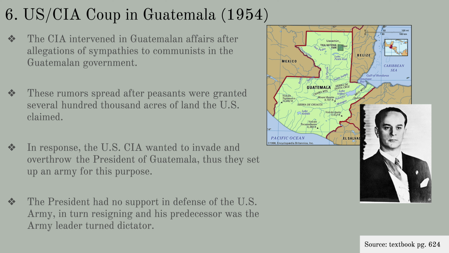The president had no support in defense against the US Army, in turn resigning, and his successor was the army leader turned dictator. So the picture on the top is a map of Guatemala, and the picture on the bottom is Jacobo Arbenz, who was the former president of Guatemala.